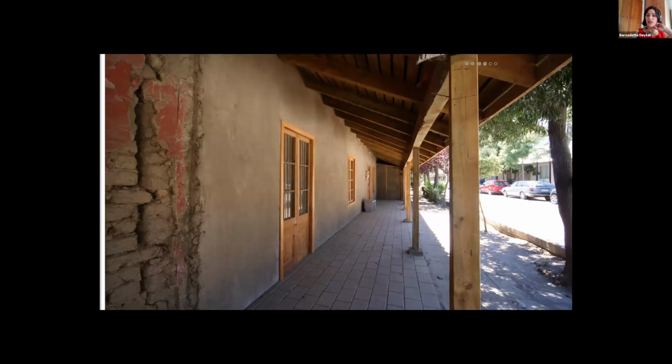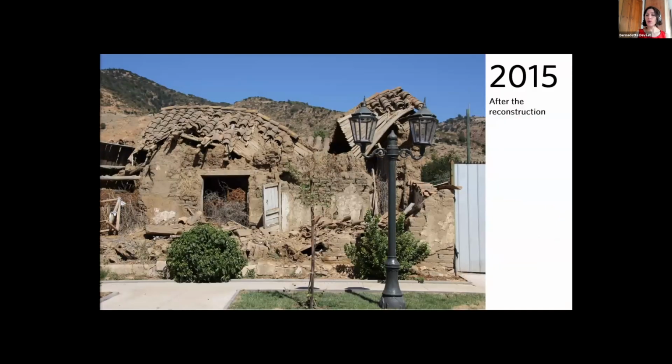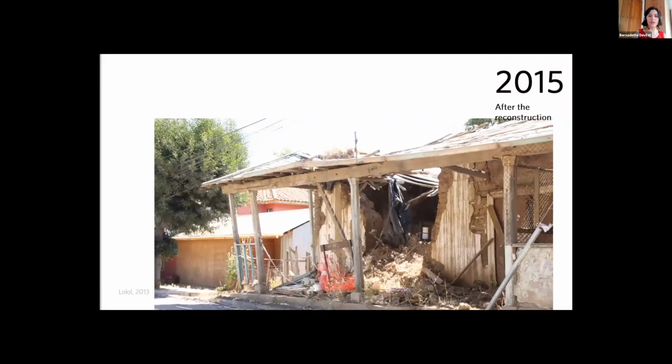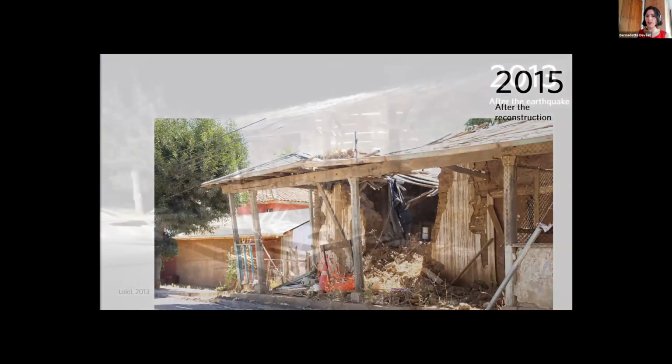Lolol was the most advanced in the reconstruction processes of all the affected Chilean heritage areas because it was used as an example to show the progress of this new program. Not all the houses were able to obtain the reconstruction subsidy, so some were in ruins and they are still in ruins. This photo is from 2015, and this is an image from the 3D scan data obtained in 2013.